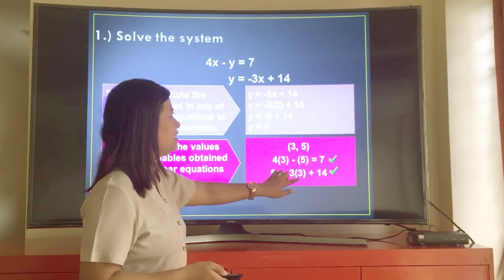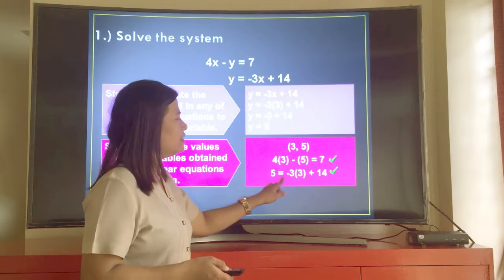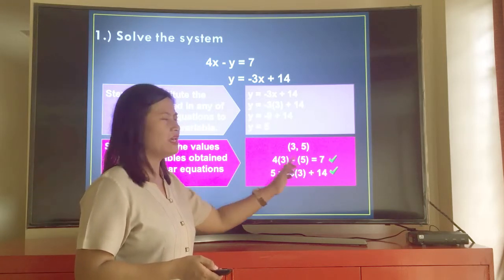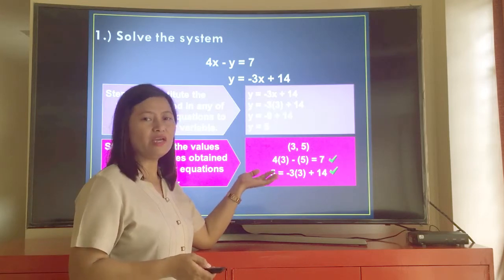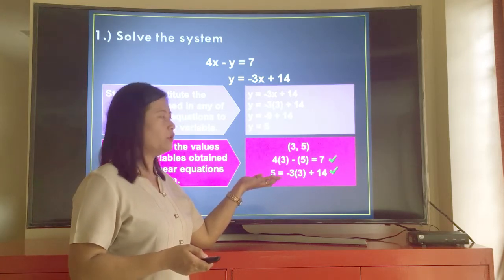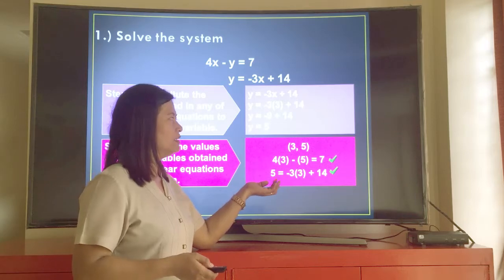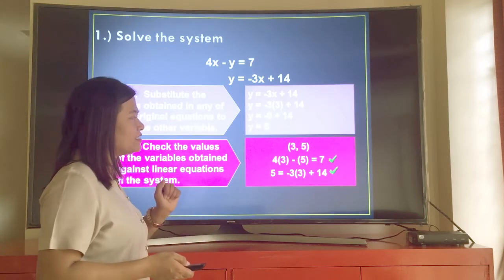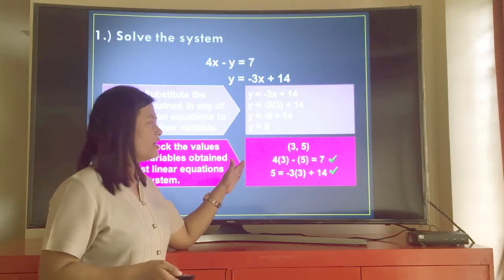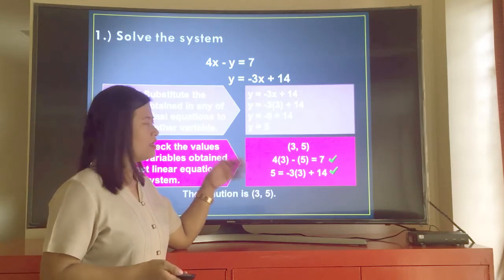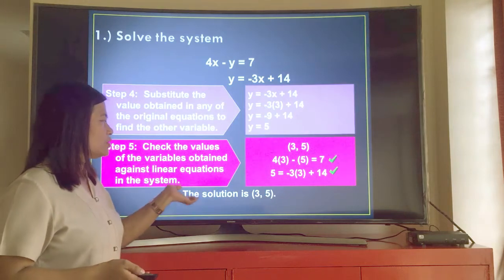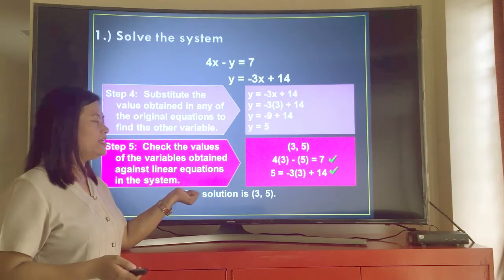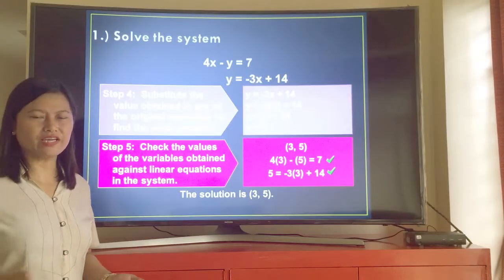Next, for equation 2, our y, 5, equals negative 3 times our x, 3, plus 14. Negative 3 times 3 is negative 9, plus 14 is 5. We have 5 equals 5, a true statement also. The point (3, 5) satisfies equation 1 and equation 2. Therefore, the solution of the system is (3, 5). Let's have another example.